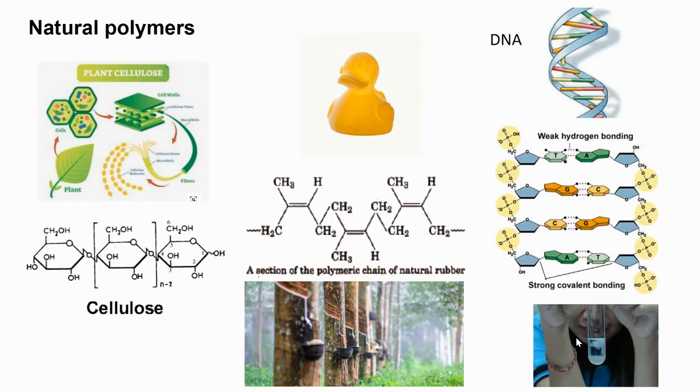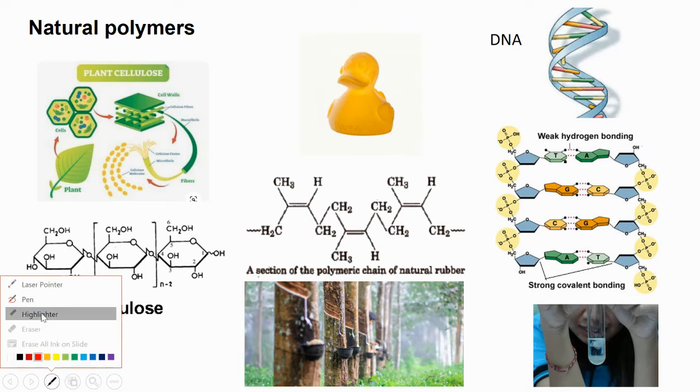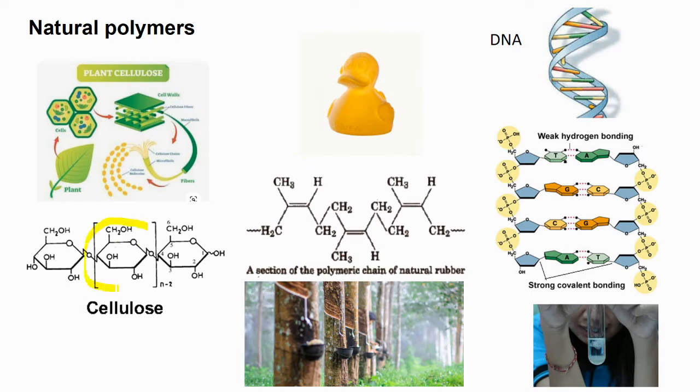Here are some examples of natural polymers. The first one I've got on this slide is cellulose. Cellulose is found in plants and makes up the cell walls of plant cells. You can see that we use the square brackets here to show the repeating unit. So this part here is just repeated hundreds and hundreds, thousands of times to make big long chains.